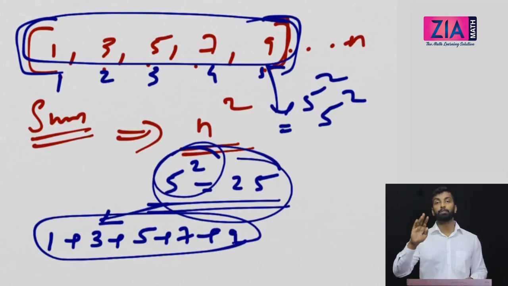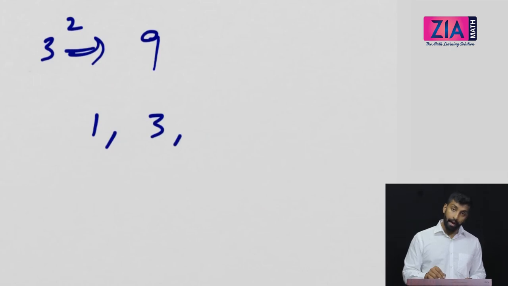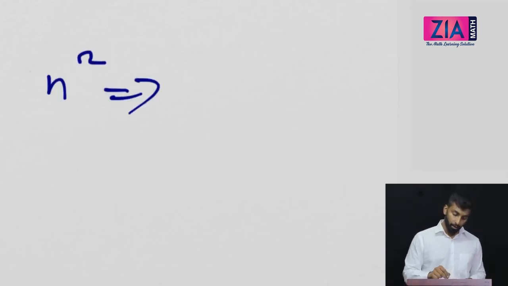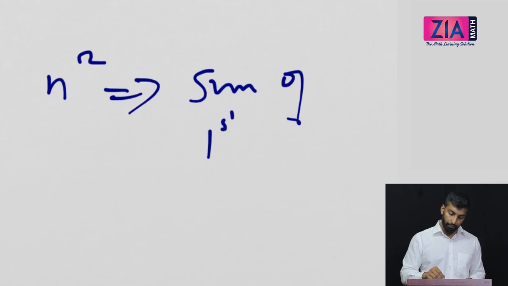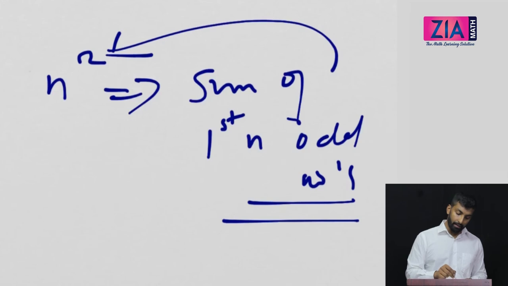10 square, sum of first 10 odd numbers. 6 square, sum of first 6 odd numbers. What is 3 square? Sum of first 3 odd numbers. 3 square is 9. First 3 odd numbers, 1, 3 and 5. So if you add, you'll get this. So a square number can be understood as sum of first n odd numbers. So n square, sum of first n odd numbers. Or the reverse is what we have discussed here. If you need to find the sum of first n odd numbers, you take n square.